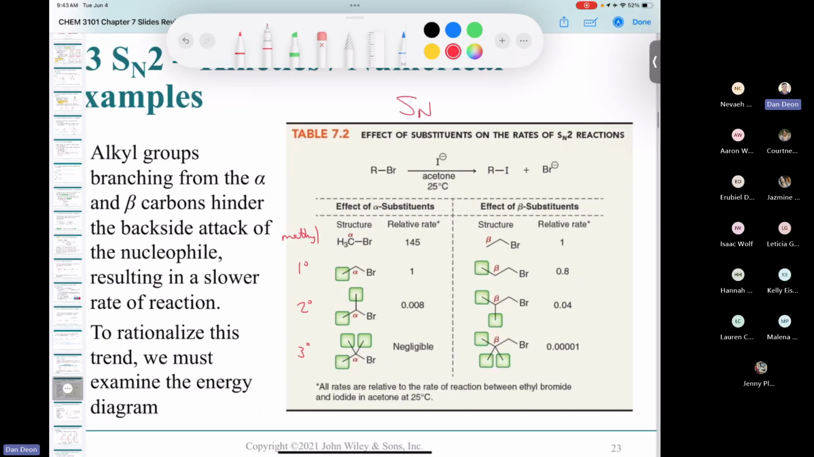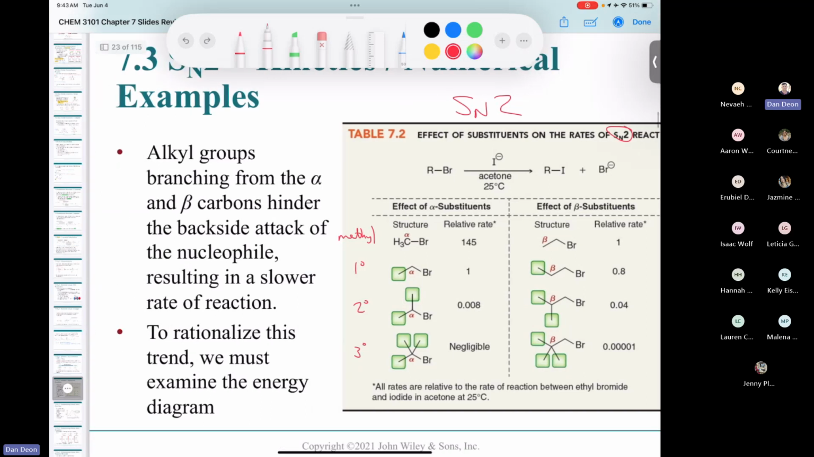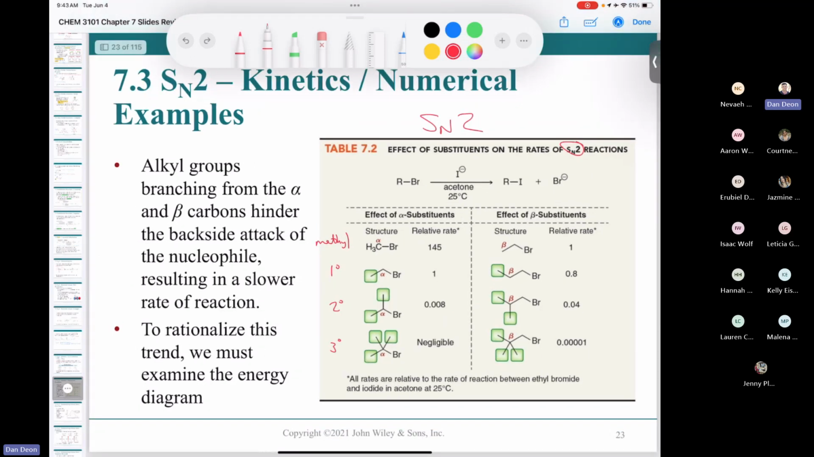Look at the relative rate of this SN2 reaction. Again, this is an SN2 reaction. You see it right here. With the methyl, it's really fast. It has a relative rate of 145 times faster than the primary alkyl halide. You can see the secondary alkyl halide works to some extent, but it's pretty crummy. It's a really slow rate. And then if you look at tertiary, it doesn't happen at all. It doesn't even happen. So that's when we're looking at methyl, primary, secondary, and tertiary alkyl halides, and we're talking about SN2 reactions.